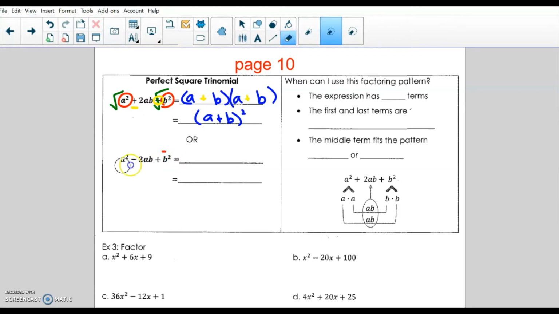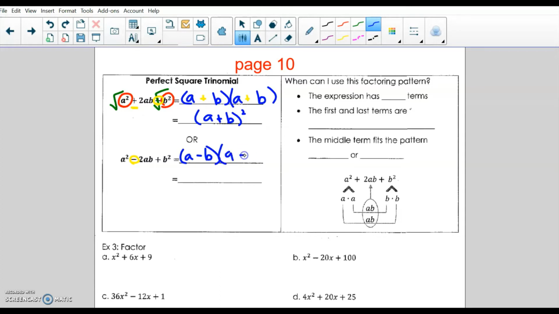So that can be rewritten as a plus b quantity squared. So below that, we have something that's very similar, except our sign is going to be negative in both of the parentheses. So a minus b and a minus b, so that we can write them as a minus b quantity squared. So that's the pattern that is going to exist for the perfect square trinomials.